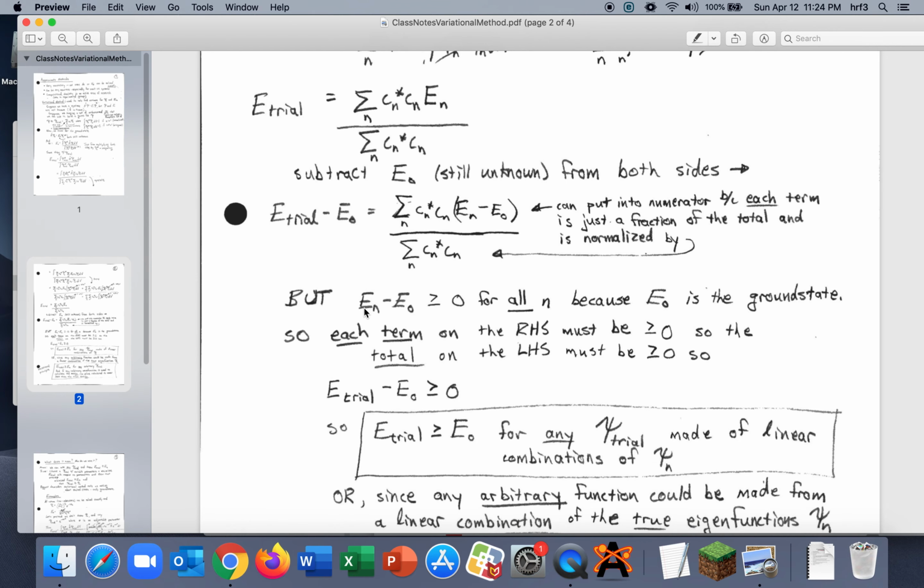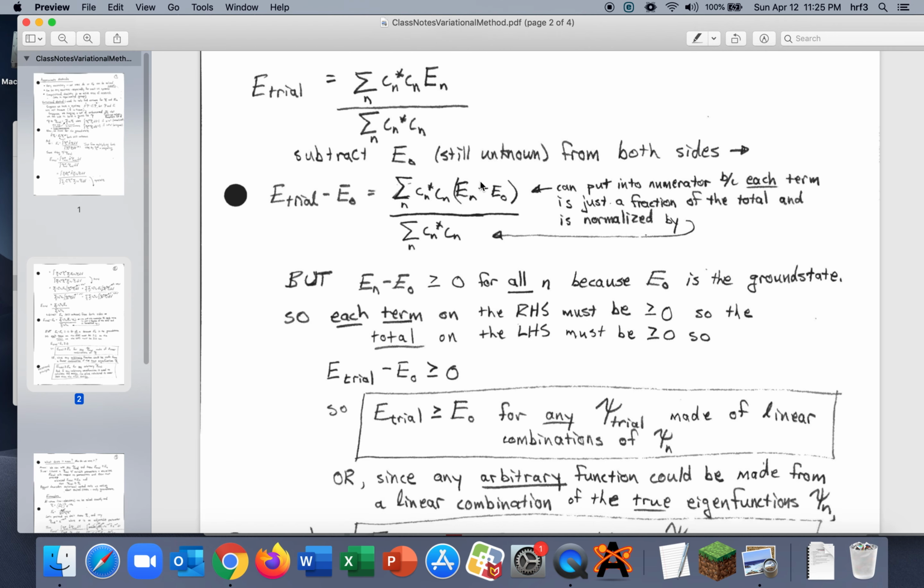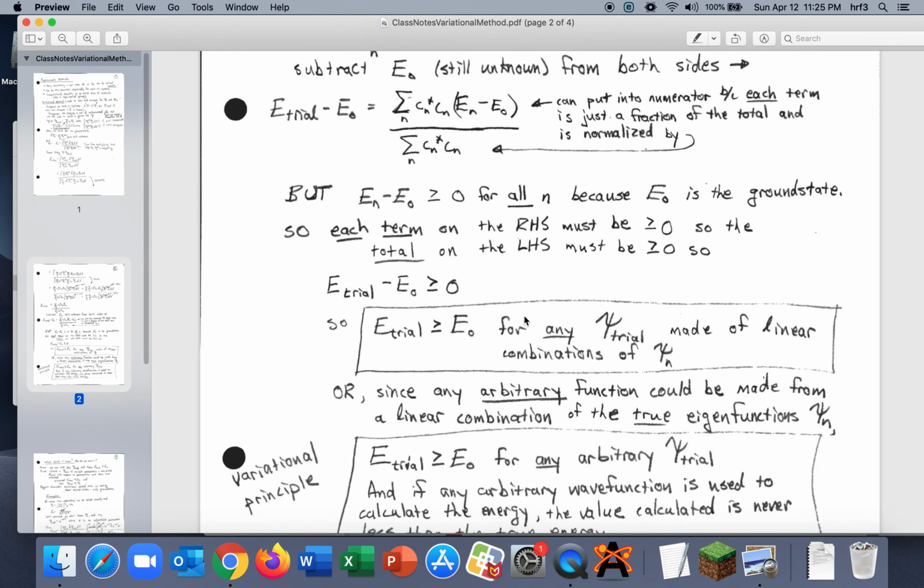And we know that E sub n minus E0 is greater than 0 for all n because E0 is the ground state. So each term on the right-hand side must be greater than 0. Right? We won't have any negative terms in here. So then the total on the left-hand side must also be greater than 0. So we just proved that E trial minus E0 is greater than 0. Okay, so now that's for any psi trial that's a linear combination of the psi n's.